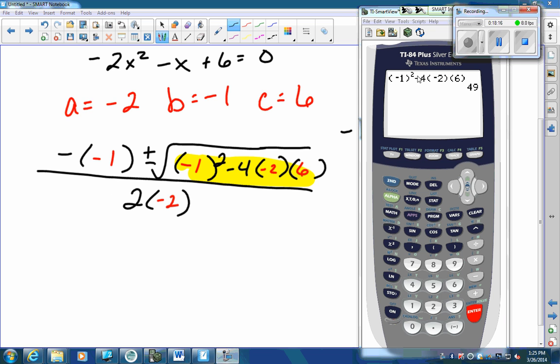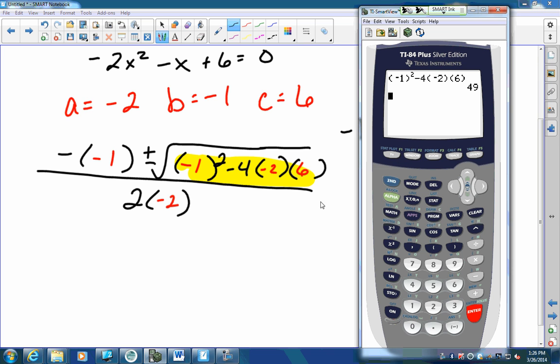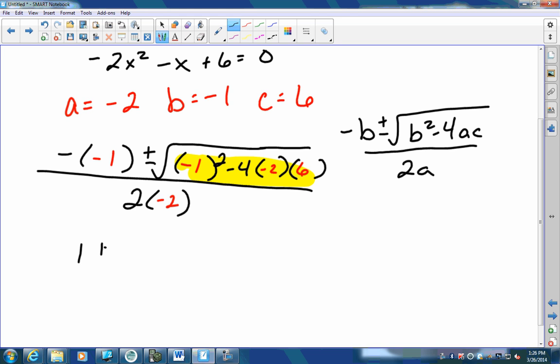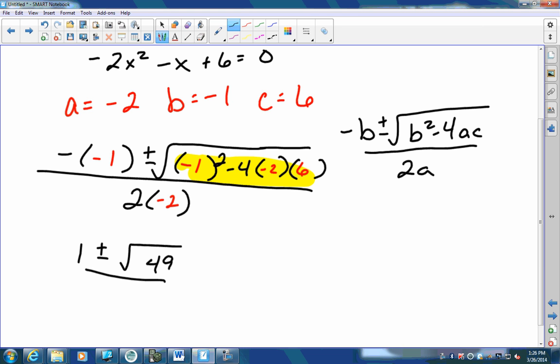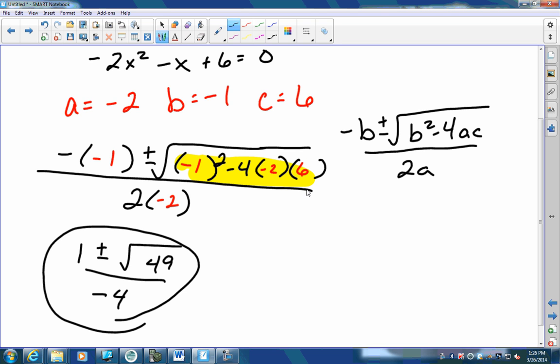Okay, hold on a sec. All right. So now a negative times a negative. This is a +1 plus or minus the square root. What was that? I forgot. What is it? 49 over. What is 2 times -2? -4. All right, we got it down to this. Yes, ma'am. Bring me your, did you put -1 squared minus 4 times -2 times 6? No? Did you do a different number?